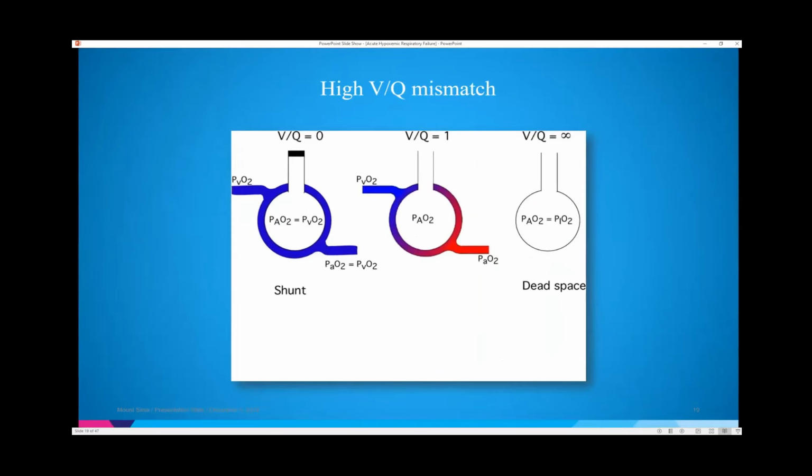To break this down a little bit more, this is our shunt, this is normal, this is dead space. We talked about the shunt already. When we have dead space, I'm ventilating the alveoli, but I have a big clot somewhere here, and so the capillaries are not being filled with blood, and therefore I can't engage in gas exchange. So again, dead space ventilation, very easy to conceptualize when we look at this image.